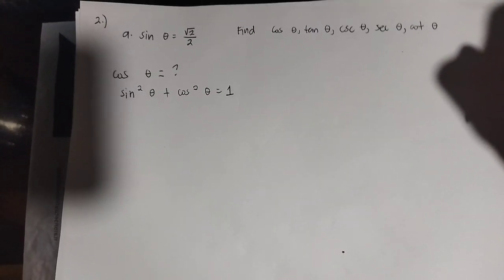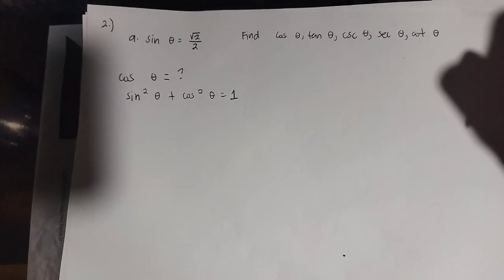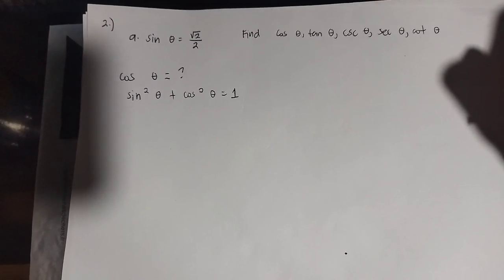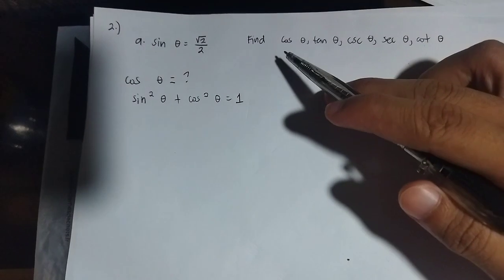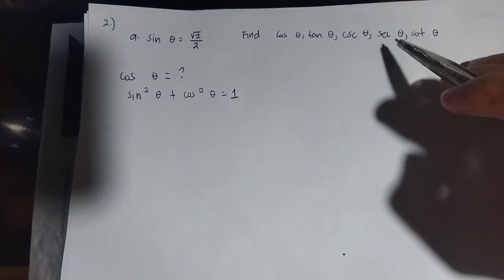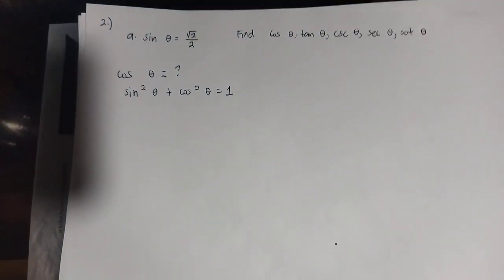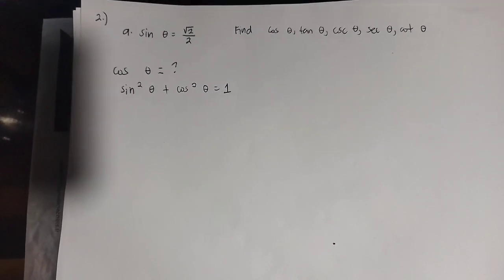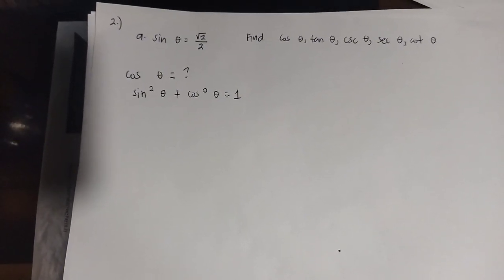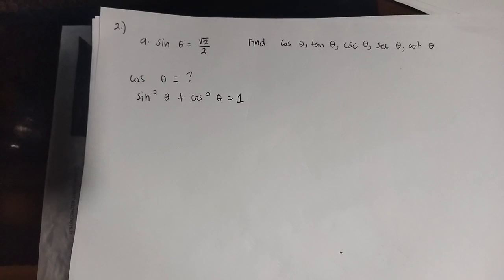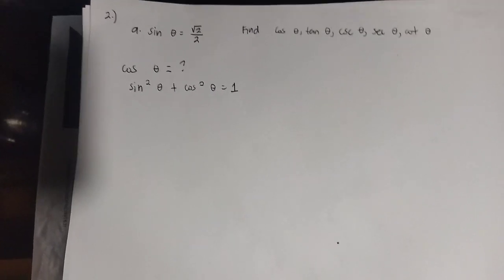Now let's proceed to number 2. Use the definition or identities to find the exact value of each of the remaining 5 trigonometric functions of the acute angle theta, which is cosine, tangent, cosecant, secant, and cotangent. So we have here a problem A. Sine theta equals square root of 2 over 2. So we find first the cosine theta. So in cosine theta, we use Pythagorean identities.